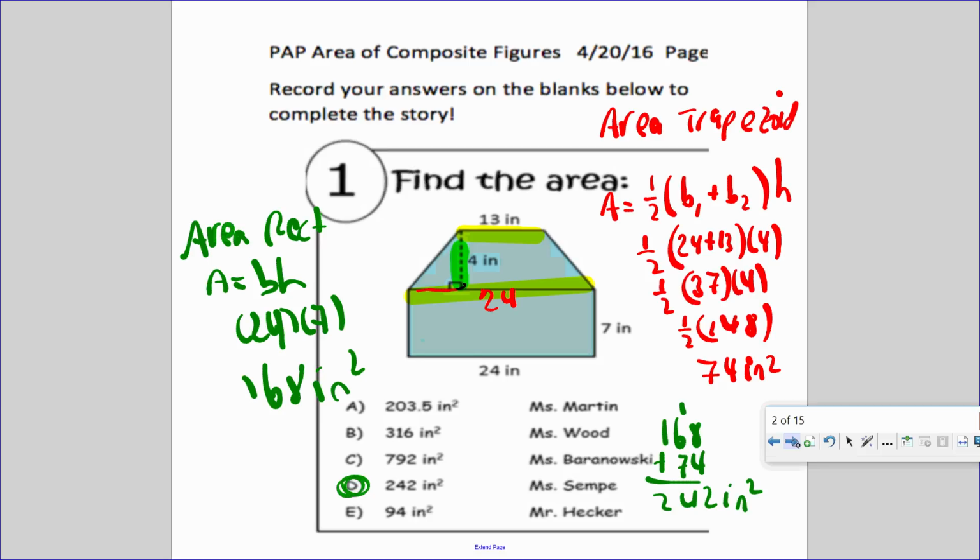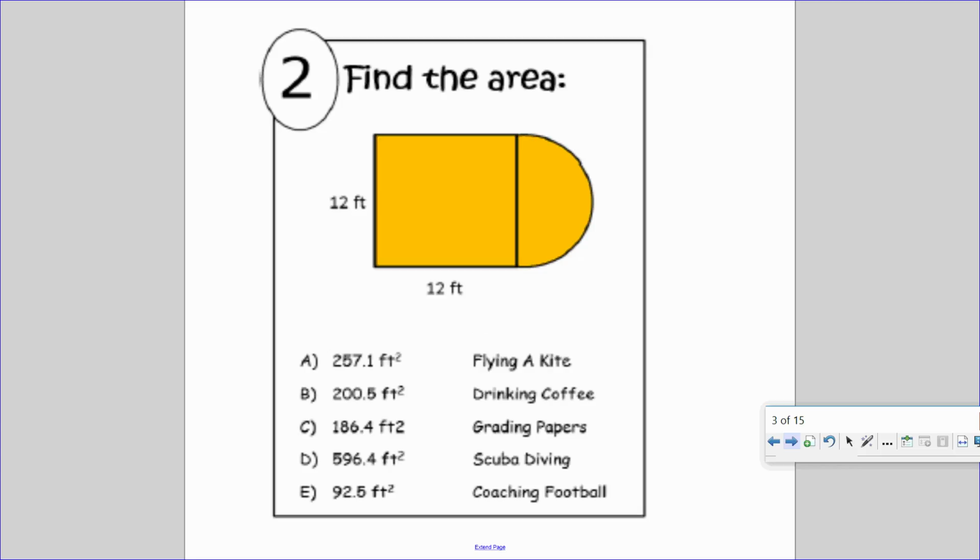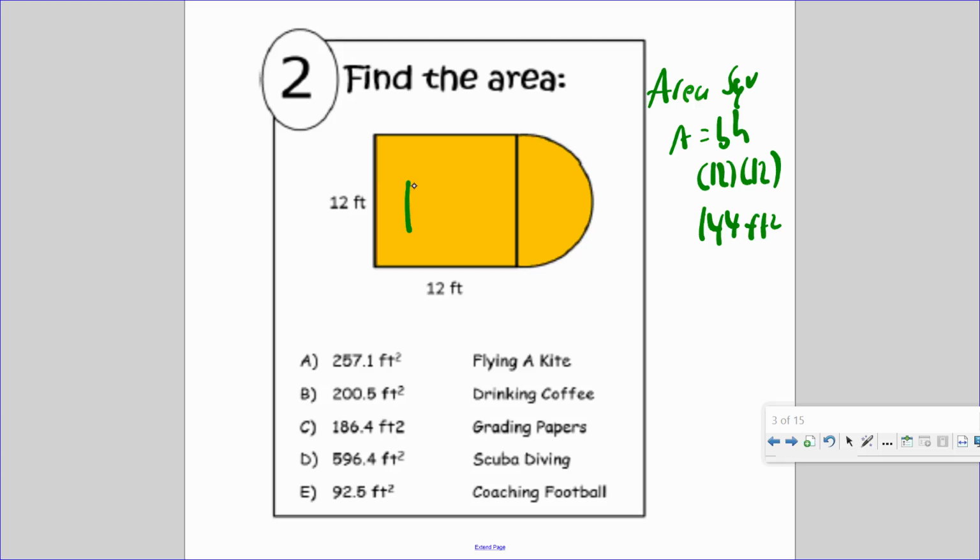Next one. In this one, we see, to me, it's like a basketball court. We see a square, so area of a square, which is base times height. The base is 12, the height is 12. So the area of the square is 144 square feet.